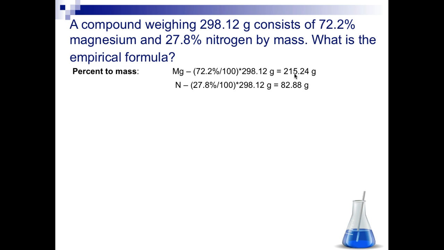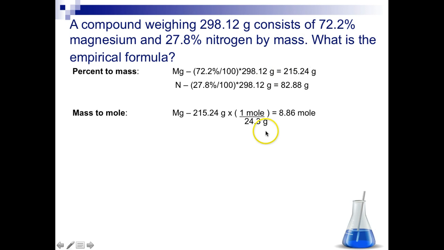Now we know how much mass is magnesium and how much mass is nitrogen. Now we are going to convert both the mass of magnesium and the mass of nitrogen to moles. So we're going to take the mass of magnesium divided by the molar mass of magnesium and get 8.86 moles. We're going to take the mass of nitrogen divided by the mass of nitrogen in 1 mole, and we're going to get 5.92. So we've done percent to mass, mass to mole.